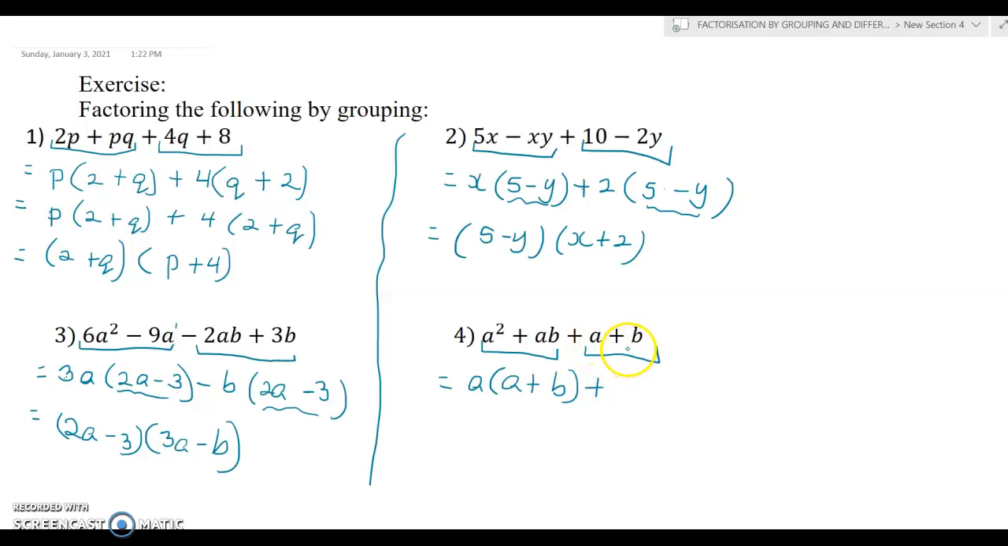They have nothing in common. So what we can do is just pull out 1, number 1. And then 1 by a will give me back the a, 1 by b will give me back the b. Here we get back the same thing inside the brackets. And my final answer will be a plus b, and then my second bracket will have a plus 1.